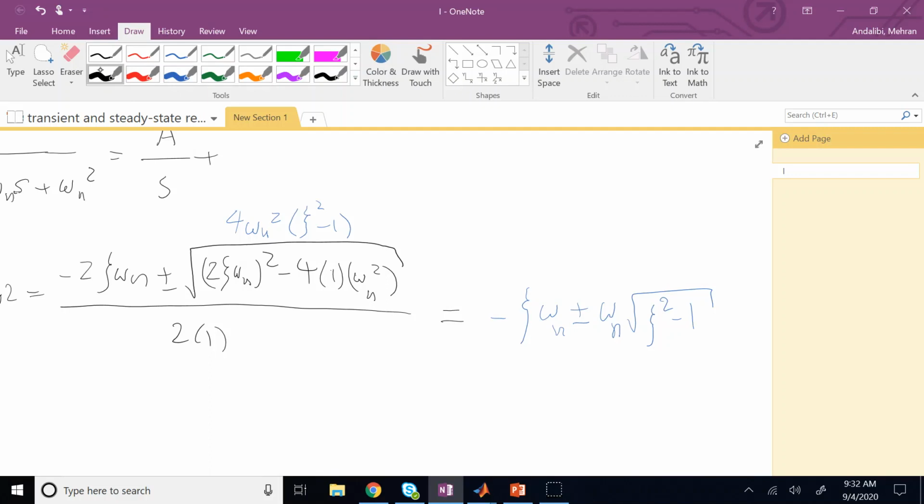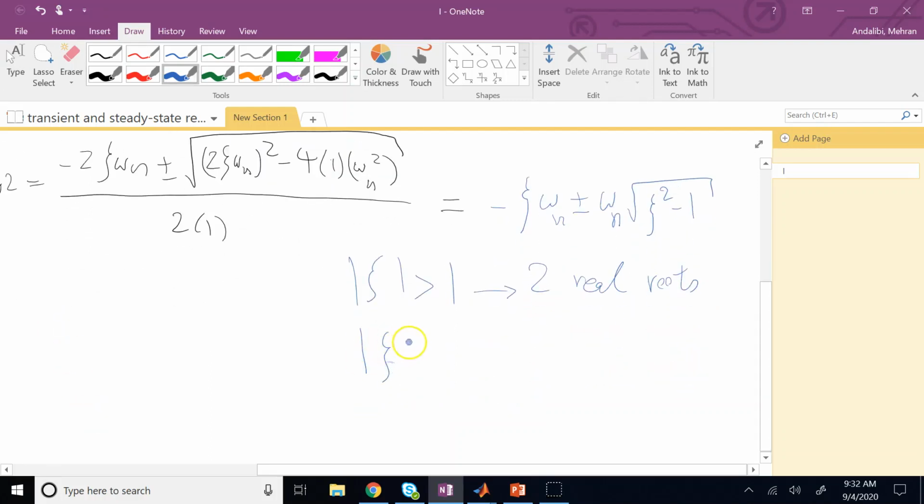So when is it that you can have real roots? When, of course, zeta squared minus 1 is bigger than 0. So when the absolute value of zeta is bigger than 1, then your system has 2 real roots, correct? When the magnitude of it is less than 1, then you have 2 imaginary roots, or complex roots. Let's write it as complex.